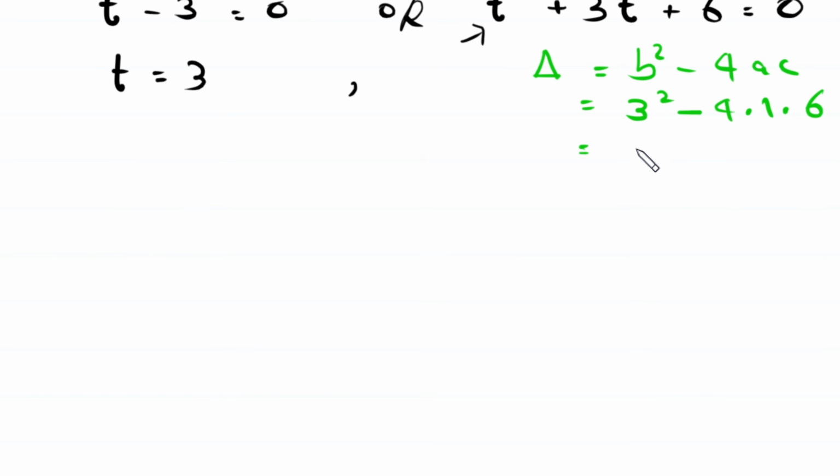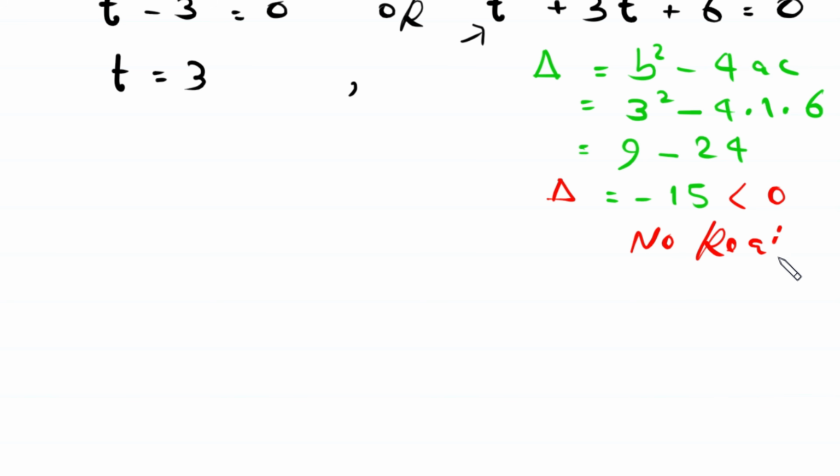3 squared is 9, and negative 4 times 6 is negative 24. This is equal to negative 15, which means that the discriminant, also called delta, is less than 0. So no real solution is possible from this case. We accept only this value, t equals 3.